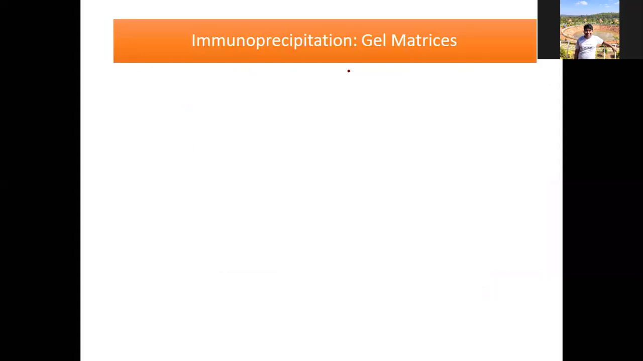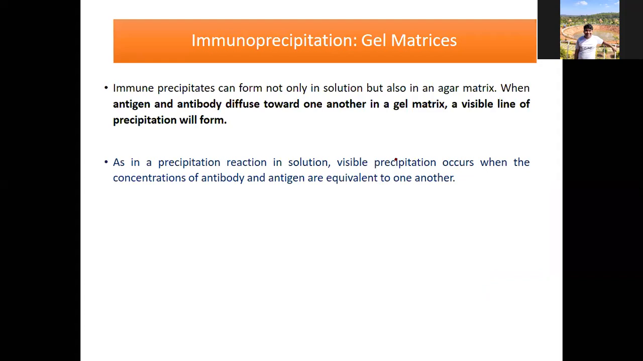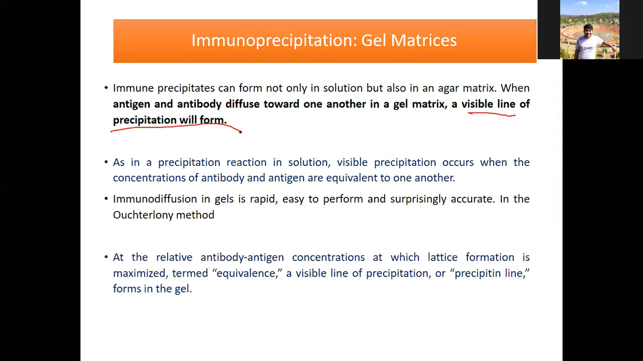Now coming to immunoprecipitation in gel matrices. Probably we have all seen the best example, the Ouchterlony method, where we preferably use an agarose matrix. The antigen and antibody diffuse towards one another, and a visible line of precipitation forms, which indicates the specificity of the antigen and the antibody. In this method it can be very clearly visible.